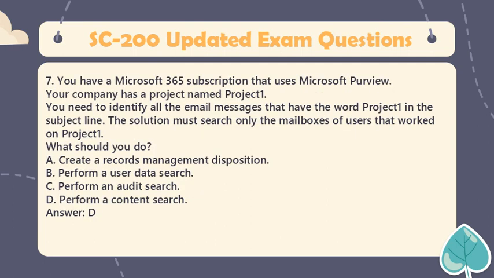7. You have a Microsoft 365 subscription that uses Microsoft Purview. Your company has a project named Project 1. You need to identify all the email messages that have the word Project 1 in the subject line. The solution must search only the mailboxes of users that worked on Project 1. What should you do? A. Create a records management disposition. B. Perform a user data search. C. Perform an audit search. D. Perform a content search. Answer: D.